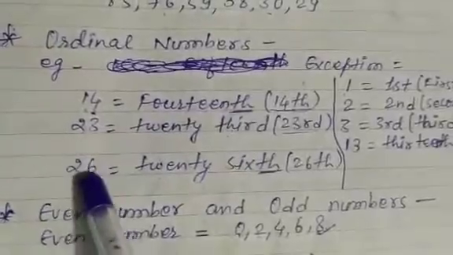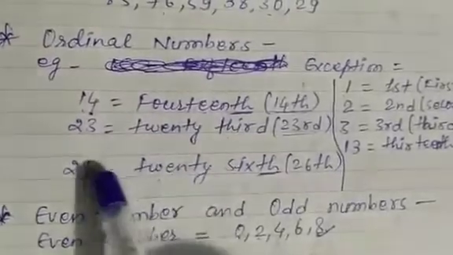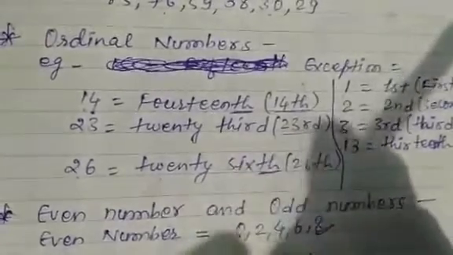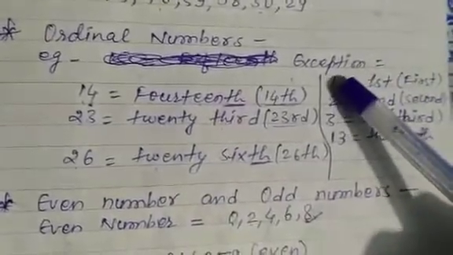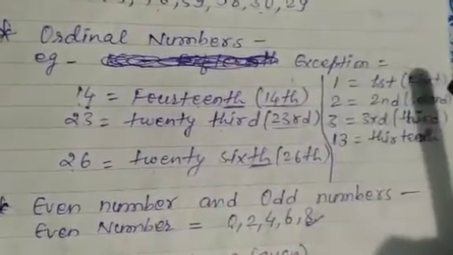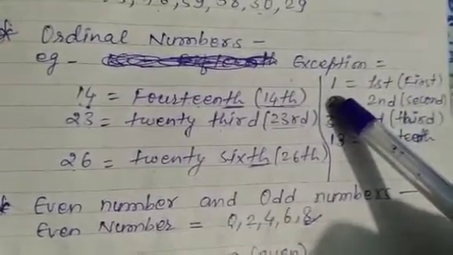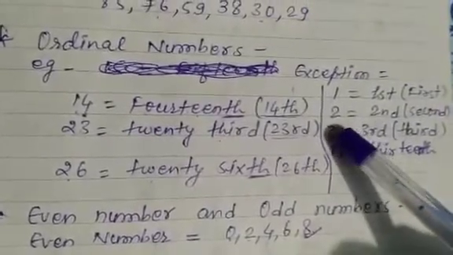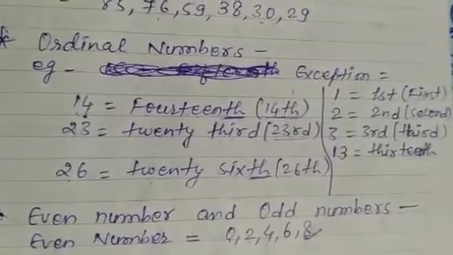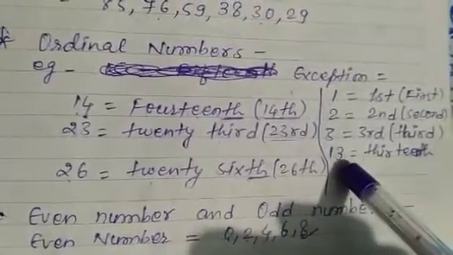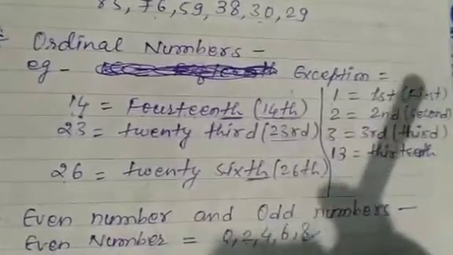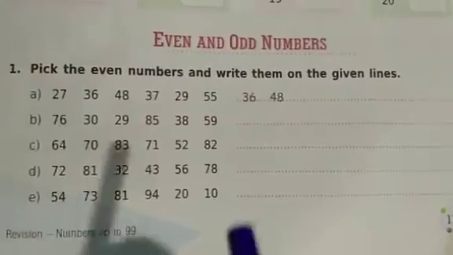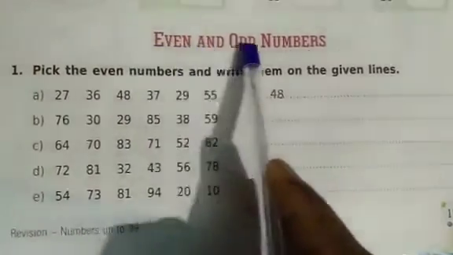Okay, when it is 26, you can write here 20 and 6 is equal to 6th, th, identity. Okay, that means the exception is when 1 is in the ones place, it will be first. When 2 is in the ones place, the number will be second, and when 3 is in the ones place, the number will be third. But here, in 13, 3 is in the ones place, even then the number will be written as 13th.